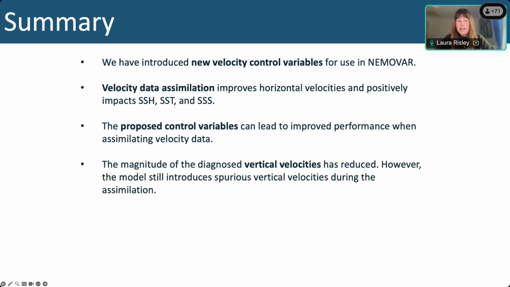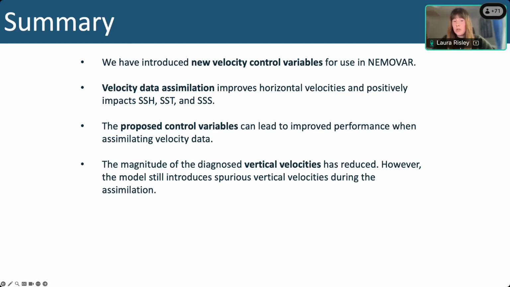Okay, so just to summarize, we've introduced some new velocity control variables for use in NEMOVAR. And from our assimilation experiments, we've been able to show that there is really good impact from velocity data assimilation, not only improving the horizontal velocities, but also there's a good impact for sea surface height, temperature, and salinity. Our new control variables show considerable promise, and they can also lead to improved performance when assimilating this velocity data. And this improvement should hopefully be improved further with some extensive tuning of the background error statistics.